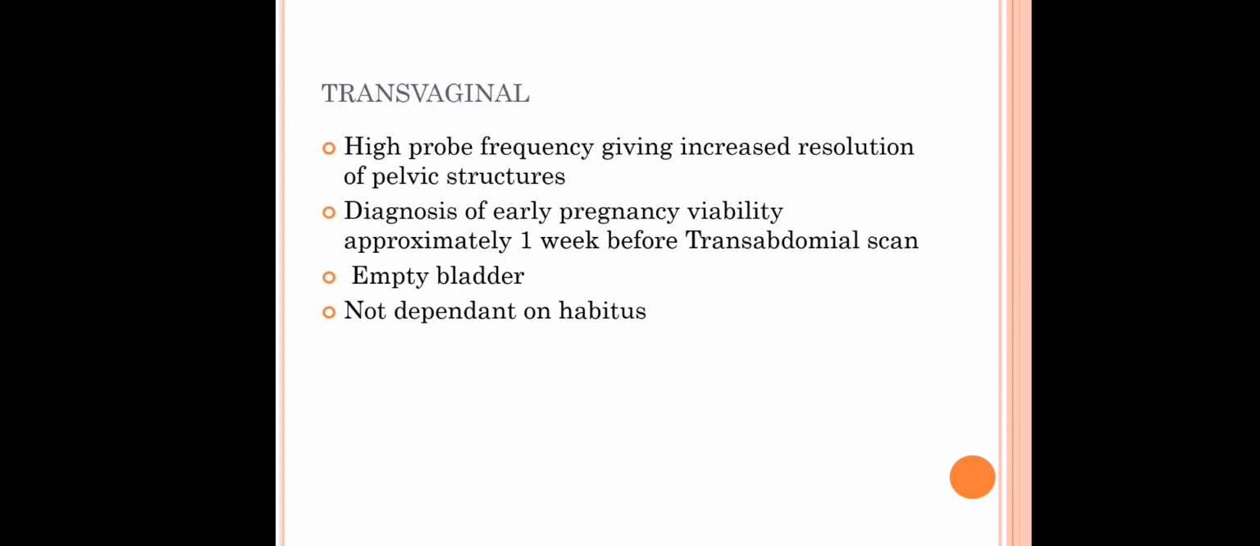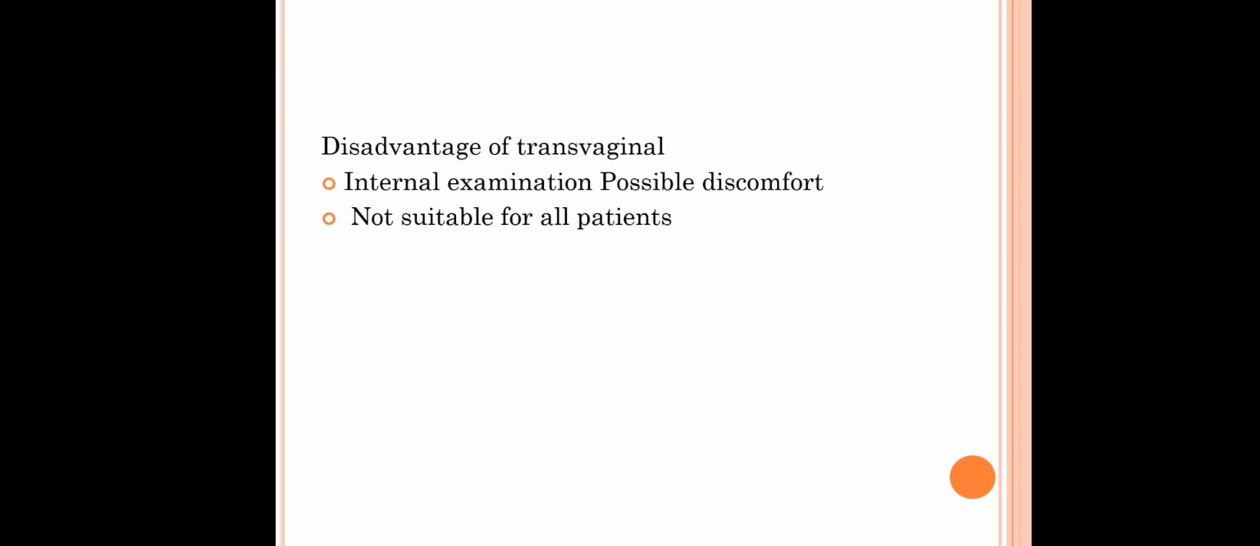It is also affected by maternal habitus, meaning in an obese patient the abdominal wall and fat make the resolution less. On the other side, with transvaginal, first of all the resolution is better. Diagnosis of early pregnancy viability is possible one week before transabdominal; at 5 weeks I can see the fetal pole, whereas at 6 weeks I can see the fetal pole by transabdominal ultrasound. It needs an empty bladder and does not depend on the habitus of the patient, because it is already direct to the uterus. Even in a fat woman it is not affected, because there is no transabdominal wall; it goes directly into the vagina to reach the uterus.